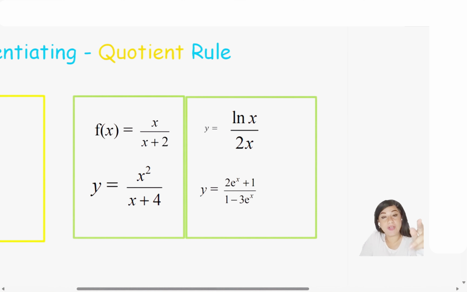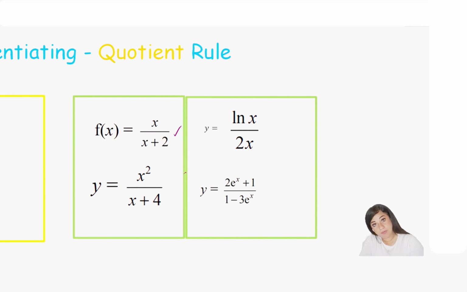Let's just quickly have a look at a few other quotient rule questions. x over x plus 2, we said can't get rid of the x's. It's a fraction, so it's a quotient rule question. x squared over x plus 4. I can't get rid of this x squared by cancelling it out with anything in the denominator, so quotient rule.